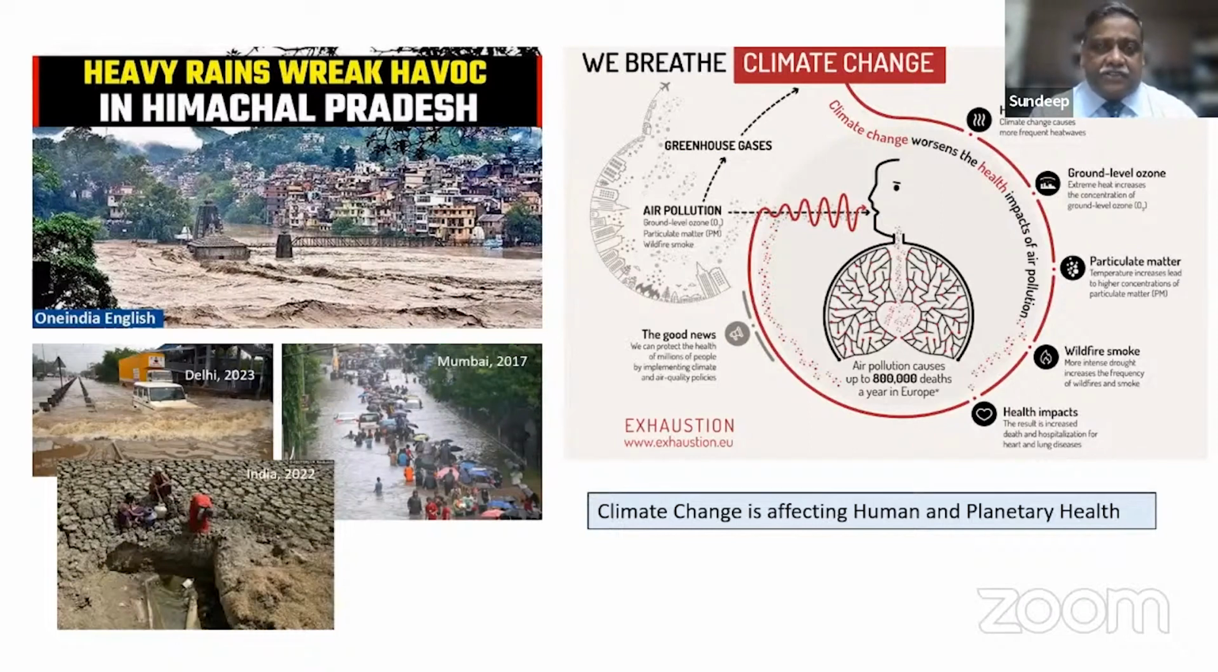So the climate change that is accompanied by rising levels of air pollution has created a lot of havoc on human health. We actually breathe climate change. The moment the climate starts changing, we tend to breathe that.